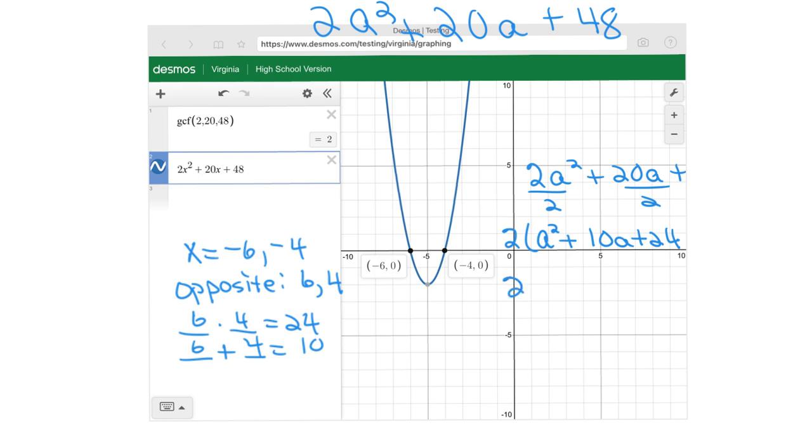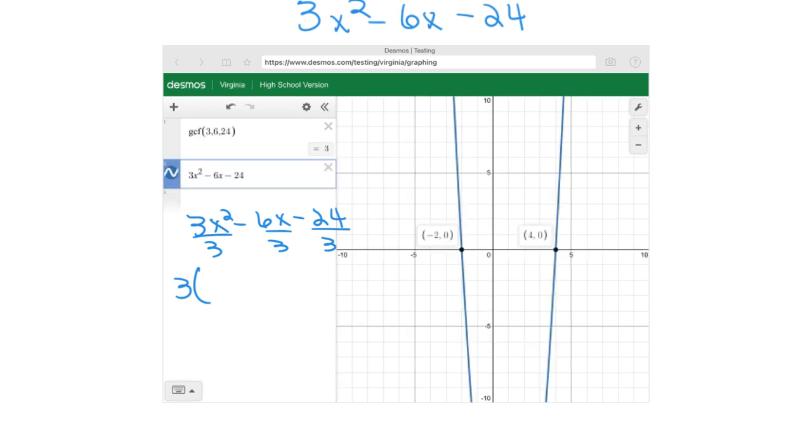Therefore, I'm now ready to factor. I bring down this GCF, and my answer is going to be two parentheses. A squared means I would have an a times an a. First terms are a. I'm using positive 6 and positive 4. So this is one that has a GCF, and we have to do that GCF first. All right, last example that I'm going to do, we have the trinomial 3x squared minus 6x minus 24.